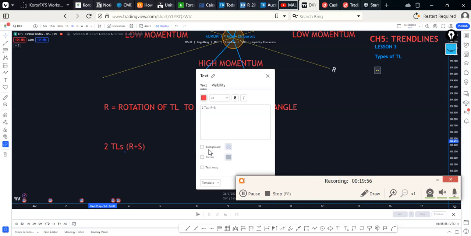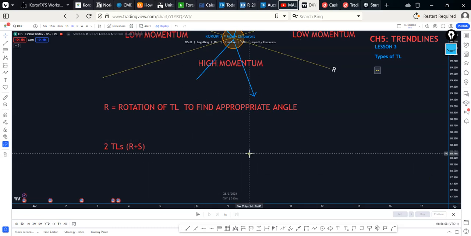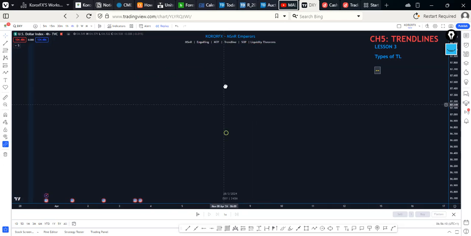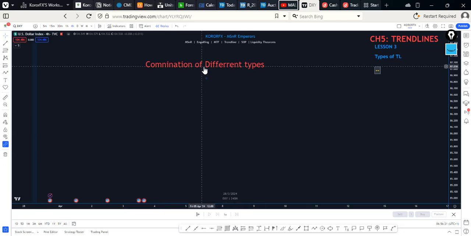Before I go through the next videos, I want to show you another type of the trend line. All right. So I want to show you what's called the combination of trend line types, up to 2 or 3. So what's the combination of trend lines? This is a combination of different types. So we add 2 types of trend lines.